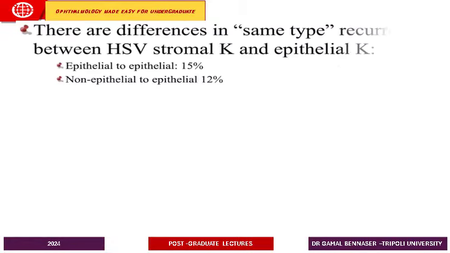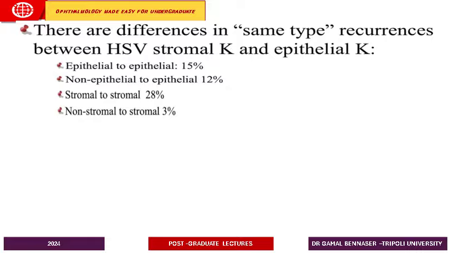Now, regarding the important points about recurrence in herpes simplex keratitis, if you have an initial episode of epithelial keratitis, the chance of having epithelial keratitis again in the future is 15%. However, if you have a non-epithelial keratitis, the chance of having epithelial keratitis is 12%, which is nearly the same. However, if you look at stromal keratitis, if you have an initial episode of stromal keratitis, the chance of having another attack of stromal keratitis is 28%. However, if you have an initial episode of non-stromal keratitis, the incidence drops to 3% only to have a stromal keratitis.